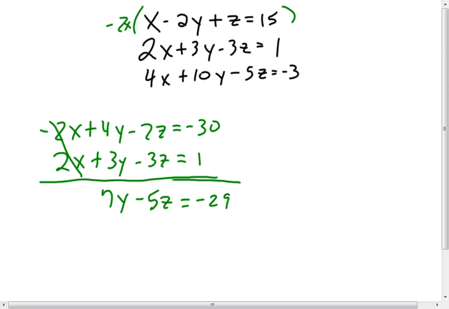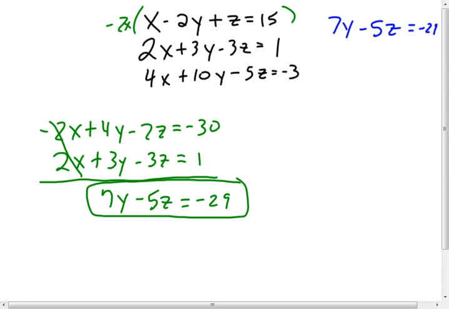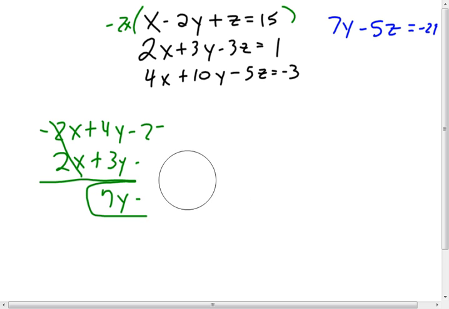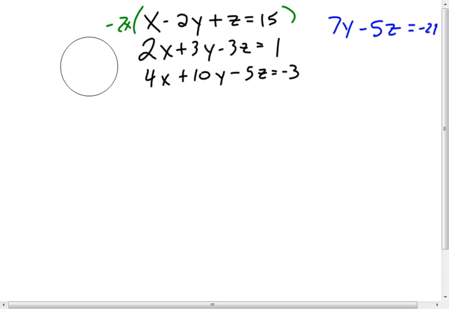So we want to hold on to this equation because we'll use it again when we have our systems of two equations with two variables. So I'm going to rewrite this one at the top and then erase and come back and use two different equations. 7y minus 5z is equal to -29. Okay. Now we have to pick two different equations. Can't pick the same ones again.